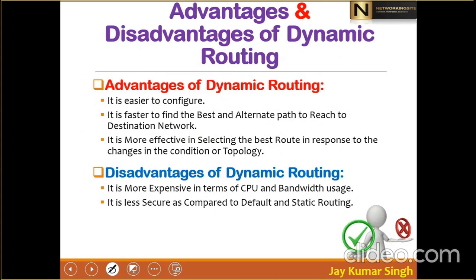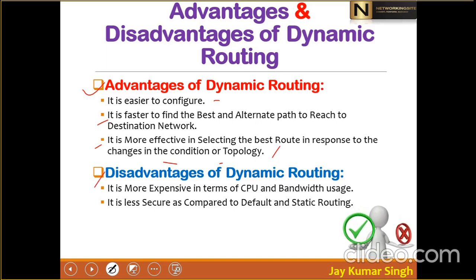So, some advantages and disadvantages of dynamic routing protocols. The advantage of dynamic routing protocols is that they are easier to configure, faster to find the best and alternate path to reach a destination, and more effective in selecting the best route in response to changes in conditions or topology. If you compare with static and default routing, if there are changes you have to change them manually, but here it is automatic, that's why it is best.